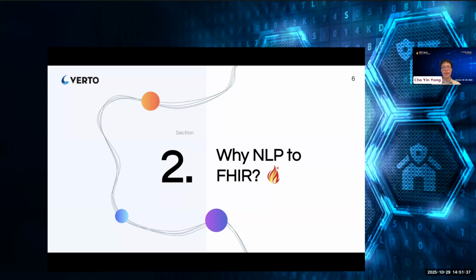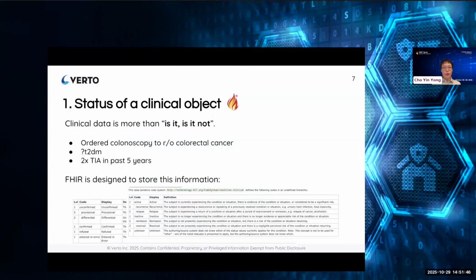And so the second question that I have is, why is Verto NLPing to FHIR? Why is FHIR the way to go? The first reason is that clinical data is more than just "it is" and "it is not". There is a lot of clinical research done in the negation space, whether or not the patient had a COVID vaccine or whether or not a patient did not take a COVID vaccine. There are very popular clinical NLP libraries that deal with negation. But what we did realize is it's more than that.